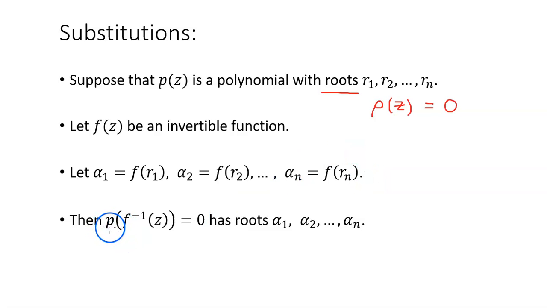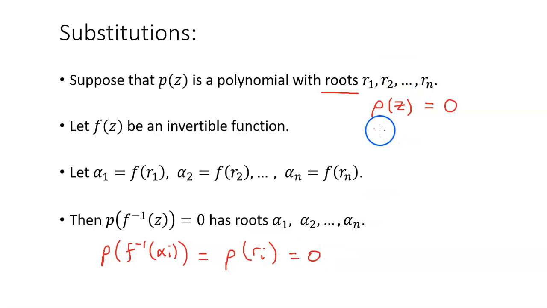Then, if we take the equation p of f inverse of z equals 0, it must have roots alpha 1, alpha 2, all the way down to alpha n, because p of f inverse of alpha i is equal to p of ri, which is equal to 0 since ri is a root of that equation.